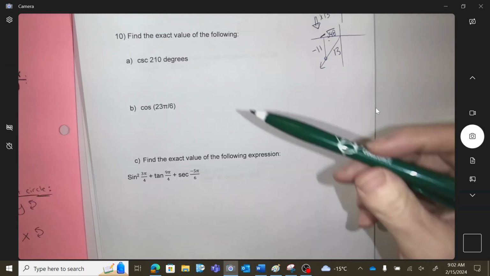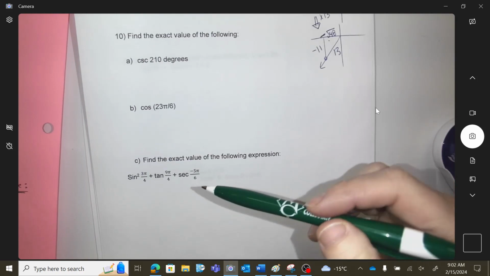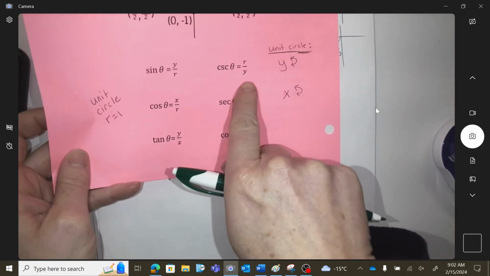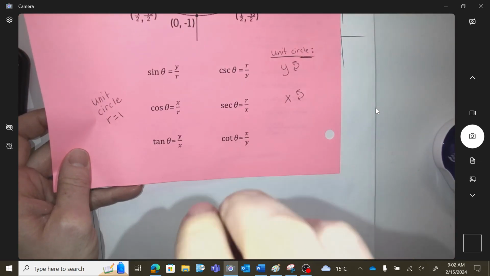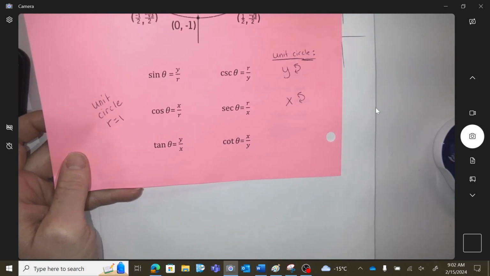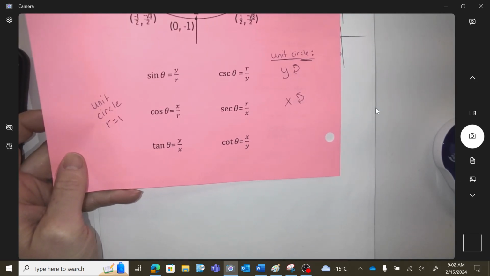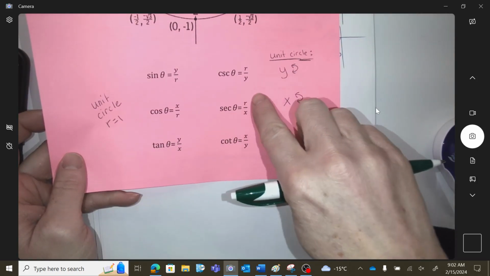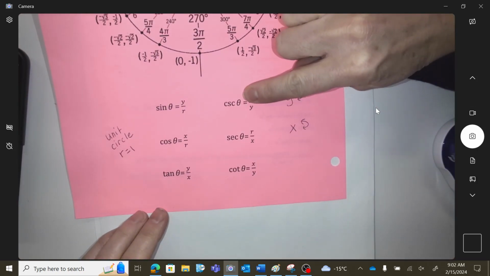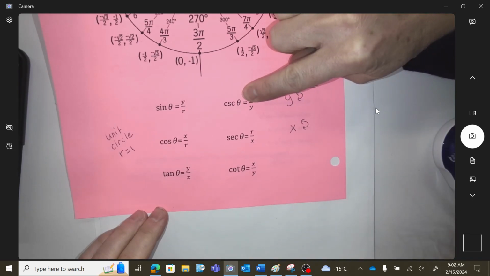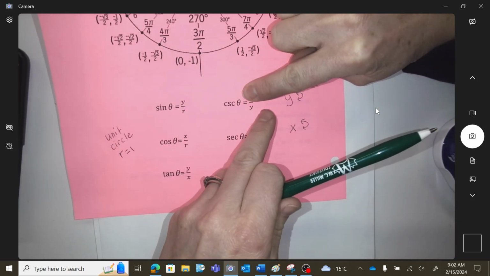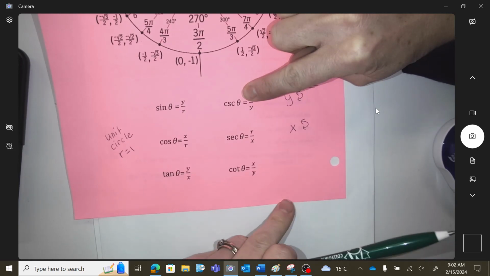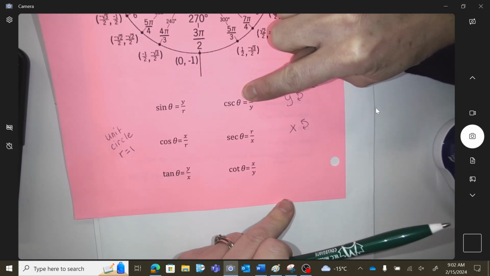Okay, so when you're doing exact value stuff, you are dealing with these ratios, but when it's on the unit circle, you don't do anything with R, because R is 1, you just avoid it. Okay? And so if I avoid it on this one, I don't just take Y, I have to think about Y being flipped around. That's what I'm doing.